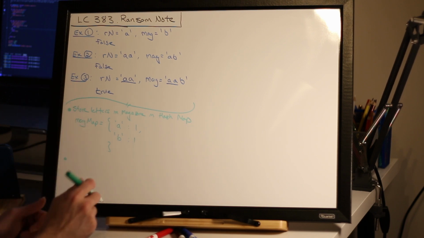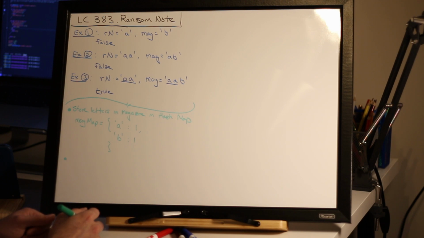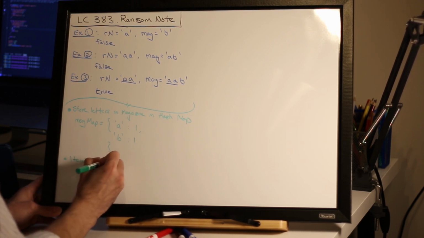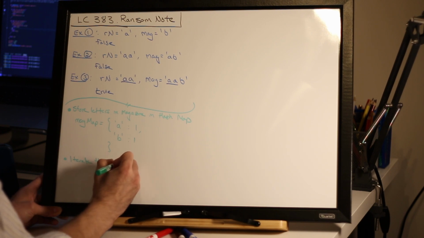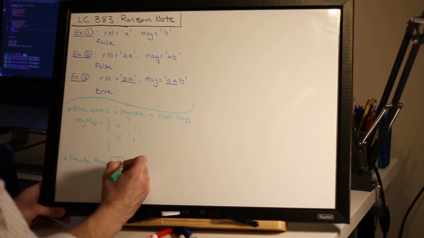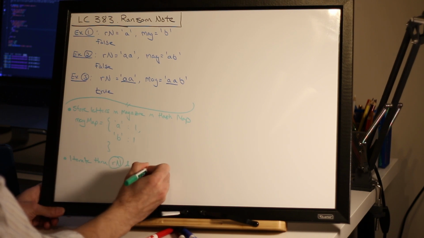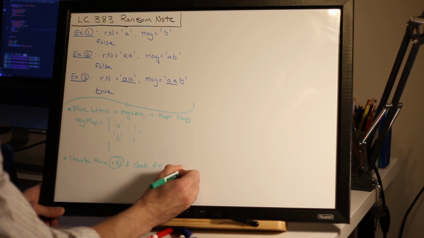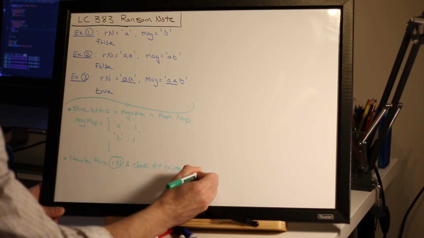Otherwise, if we make it through the loop, then we can return true at the very end because we didn't run into an instance in which we couldn't create ransom note from the letters in magazine map. So the second step is to just iterate through ransom note, I'm just going to call it RN here, and check if it exists in magmap.